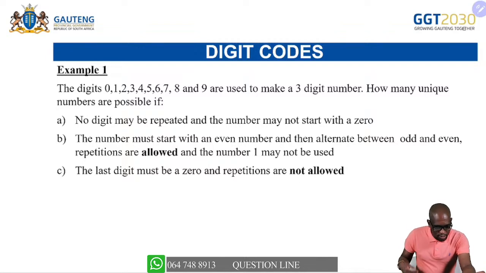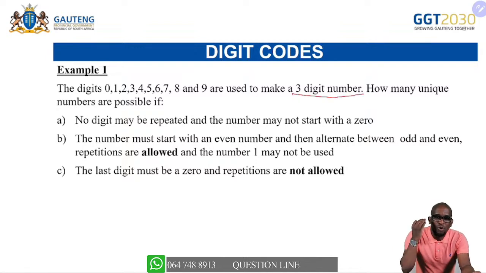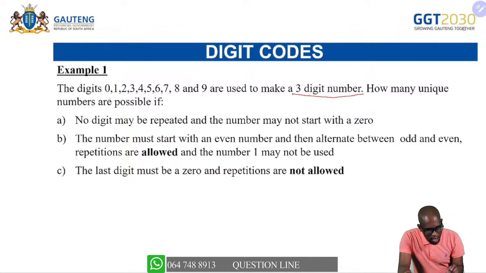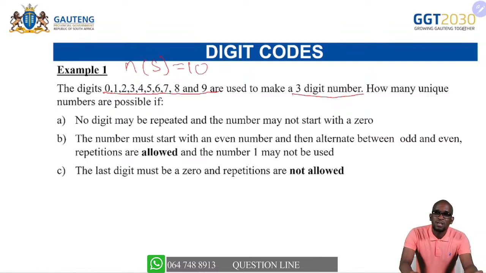The first one: the digits 0, 1, 2, 3, 4, 5, 6, 7, 8, and 9 are used to make a 3-digit number. Very important: this number contains only 3 digits. However, you have the numbers available to you, which means that the number of elements in your sample space, the numbers from 0 to 9, is 1, 2, 3, 4, 5, 6, 7, 8, 9, 10 numbers that are available to use.